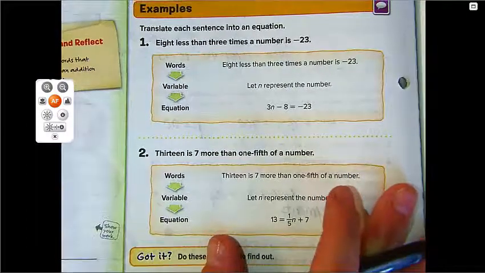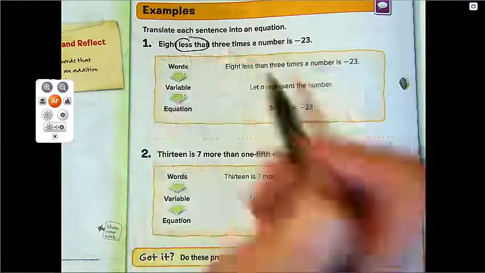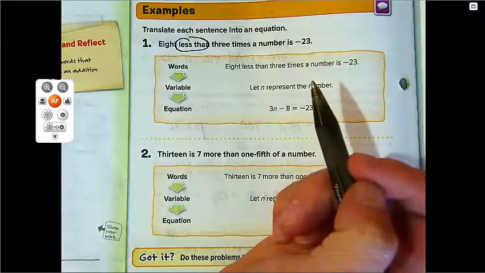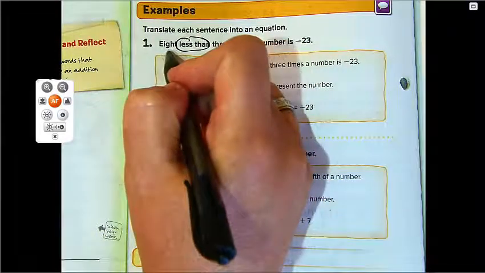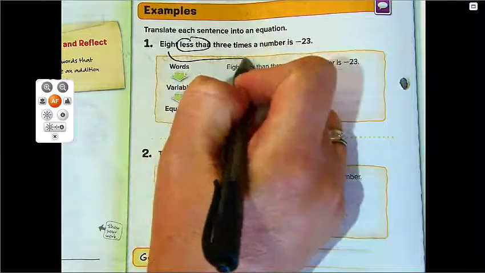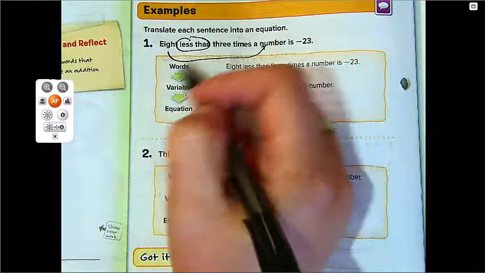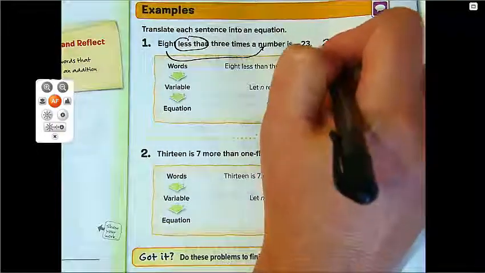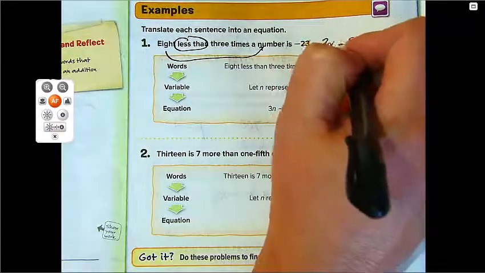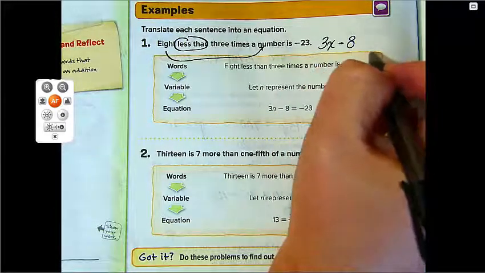It says 8 less than, and hopefully you remember that these words, less than, mean to subtract. But there's a catch, because whenever you see less than, that means it goes at the end of the problem. So it's 3 times a number less than 8. So 3 times any number, we don't know what the number is, so that's going to be our unknown, less than 8. So the 8 is less than that number.